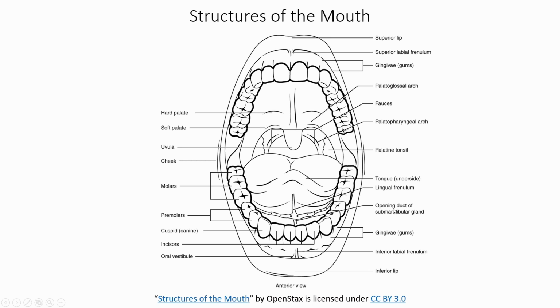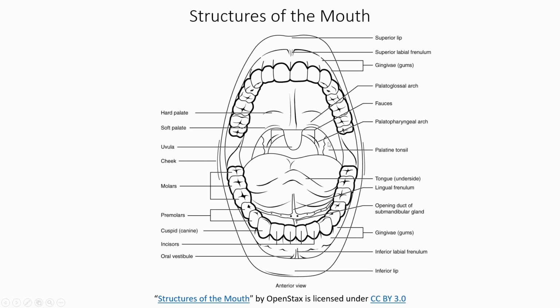And then we have the opening duct to the submandibular gland. So you're going to have ducts that go to the salivary glands. We have the lingual frenulum, which is going to connect the tongue. If you were to look in the mirror and stick your tongue out and stick it upward, you would see the skinny piece of tissue that's rooting the tip of your tongue closer to the bottom of your mouth. That would be the lingual frenulum. And then from this angle, we can actually see the palatine tonsils.